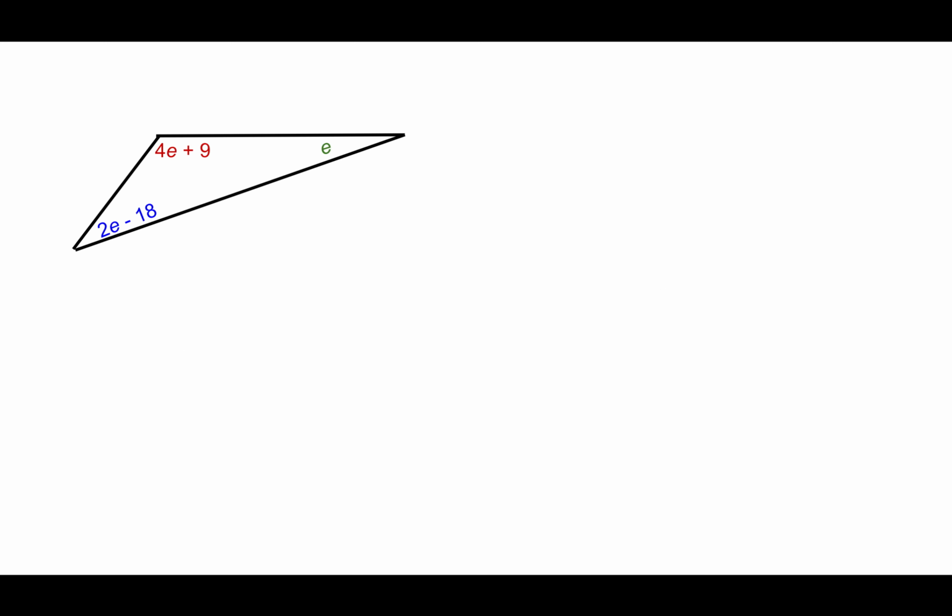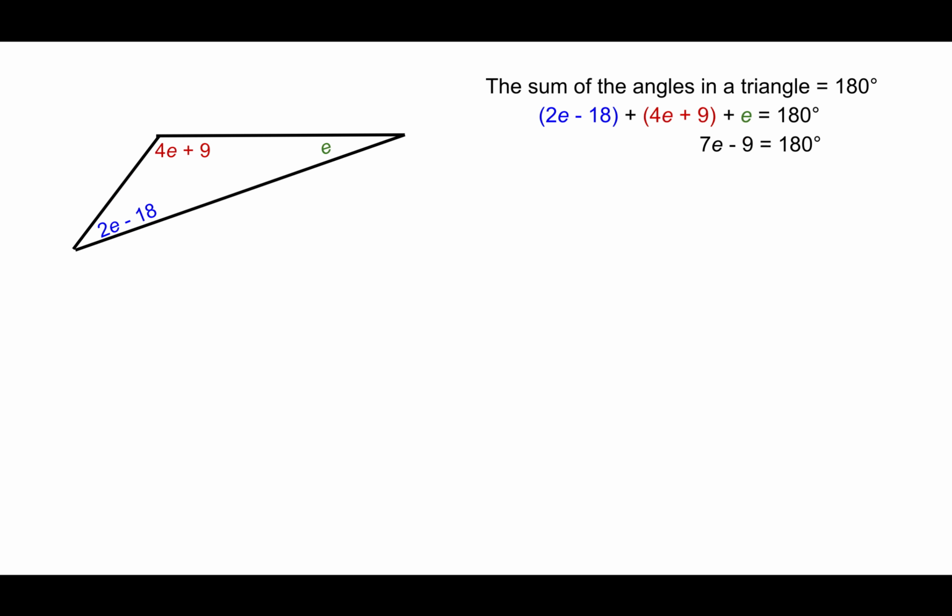Now let's look at this triangle. And what do we know about triangles? Well, we also know that the sum of the angles in a triangle is 180 degrees. So let's add our three angles together. What we'll need to do is combine like terms. So I combine my e's together and I get 7 e's. And our constants, negative 18 plus 9, is negative 9. Again, we're going to isolate the variable, so let's add 9 to each side, and 7e equals 189. Divide each side by 7, and e is 27 degrees.